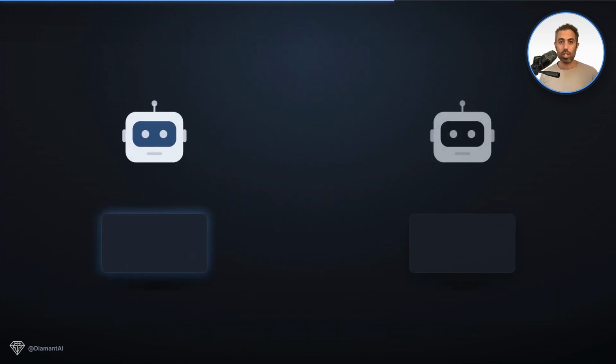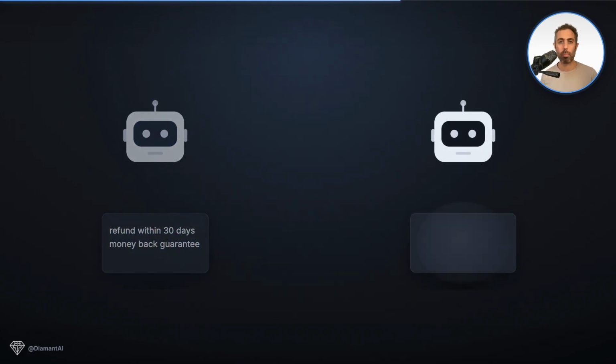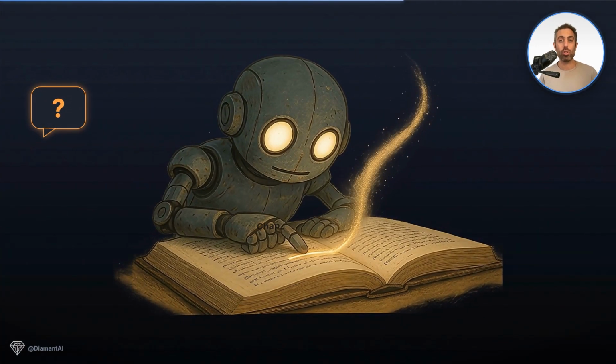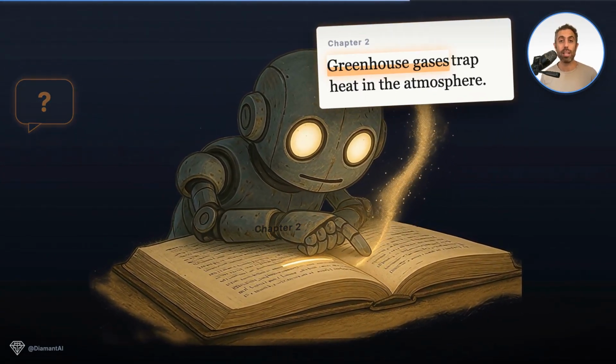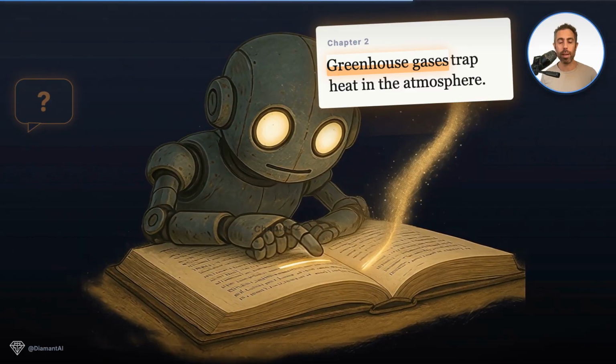The only thing that changed is that it has the relevant paragraphs in front of it, instead of nothing but its own training memory. So ask it what Chapter 2 says causes climate change now, and it pulls back the passage about greenhouse gases and answers from the open book in front of it.